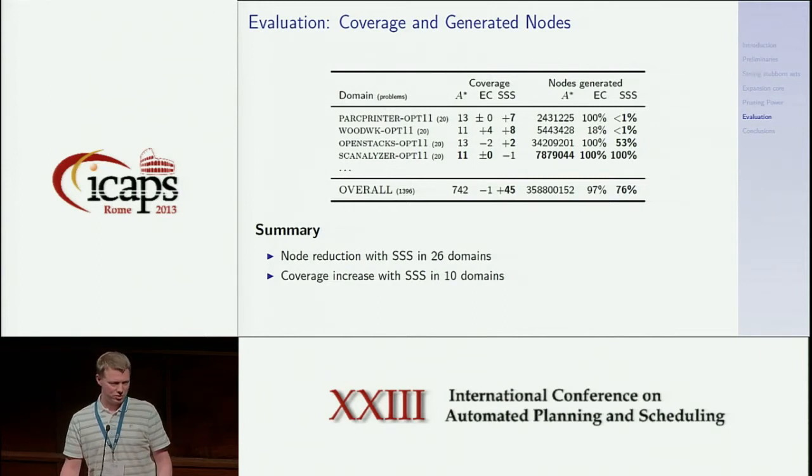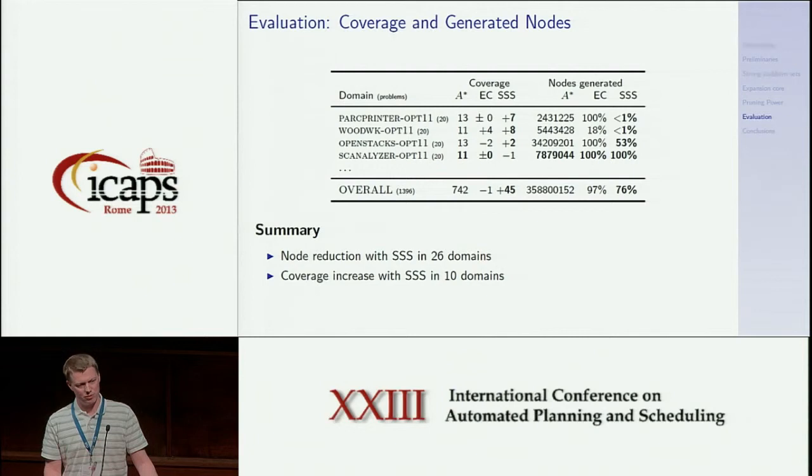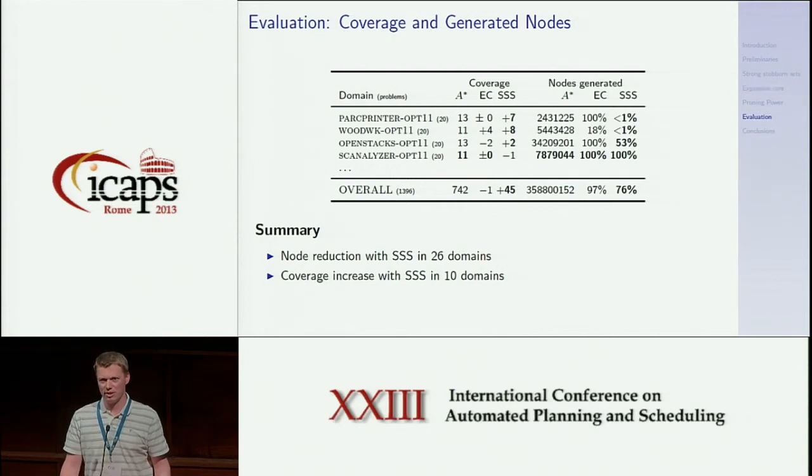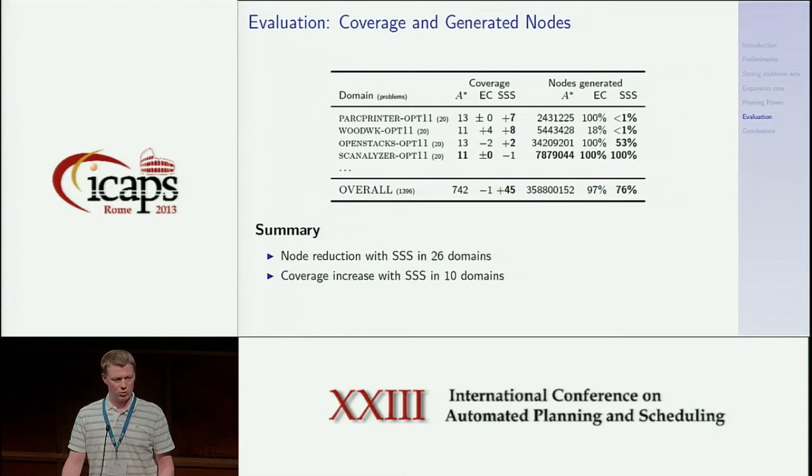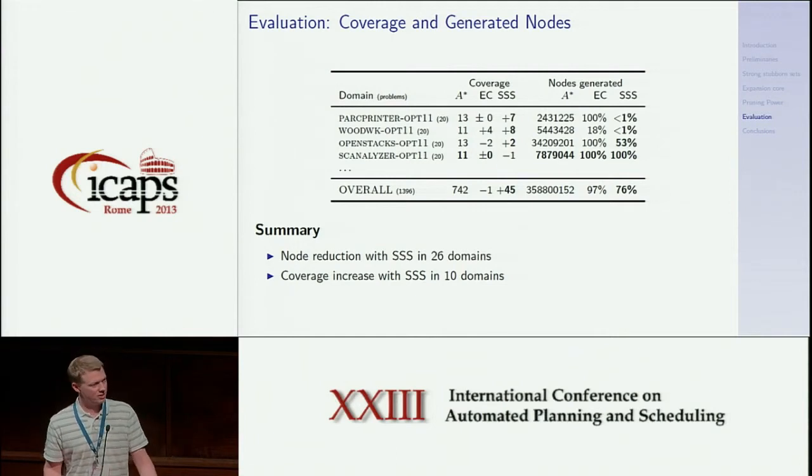And what we observe is that, first of all, the pruning power of pure A star with LMCut and with expansion core is roughly the same, 742 compared to 741. And what we also observe is that we got a pretty strong increase in coverage of 45 instances when applying strong stubborn sets. And maybe we should have a look in more detail at some problems.